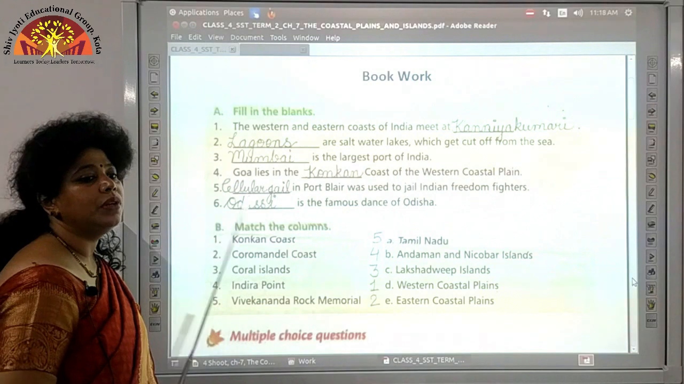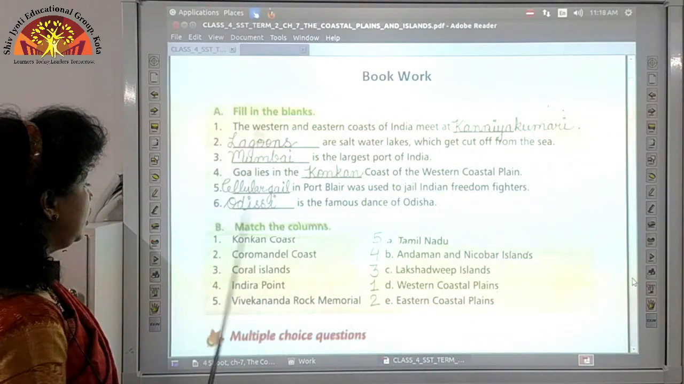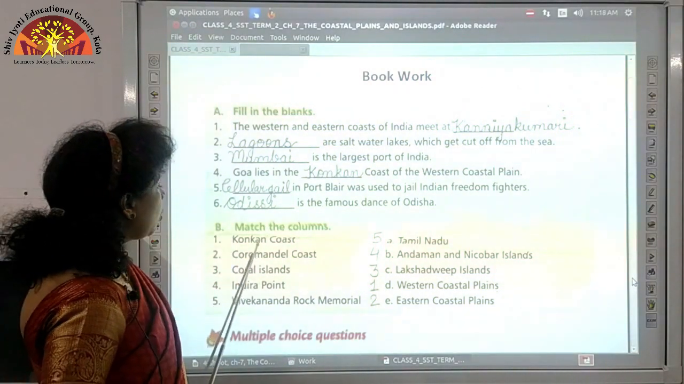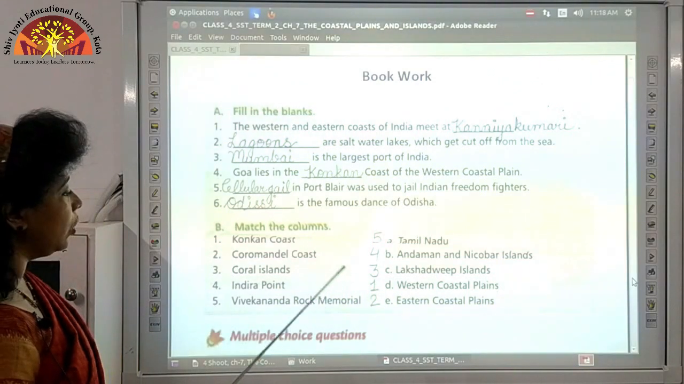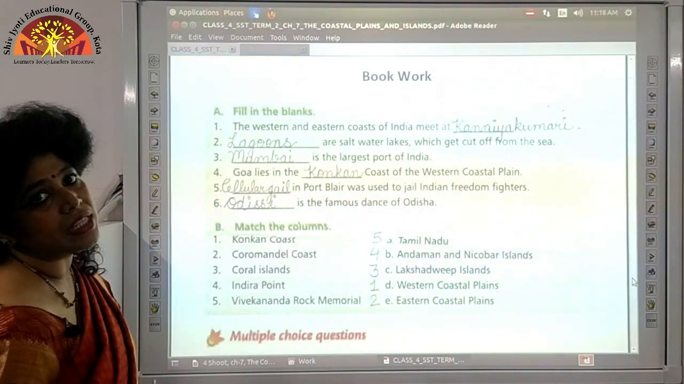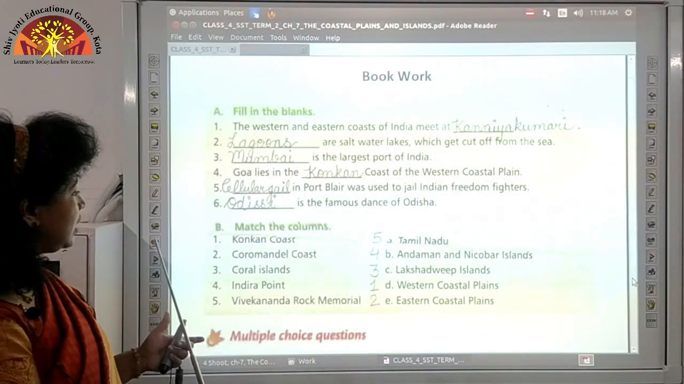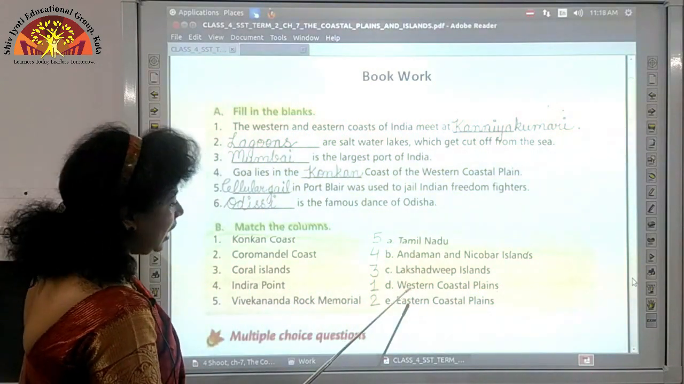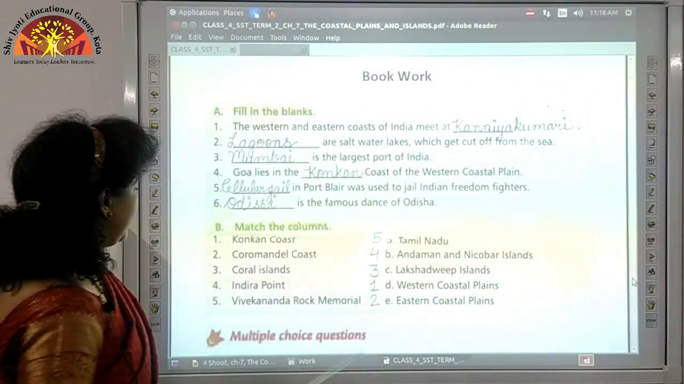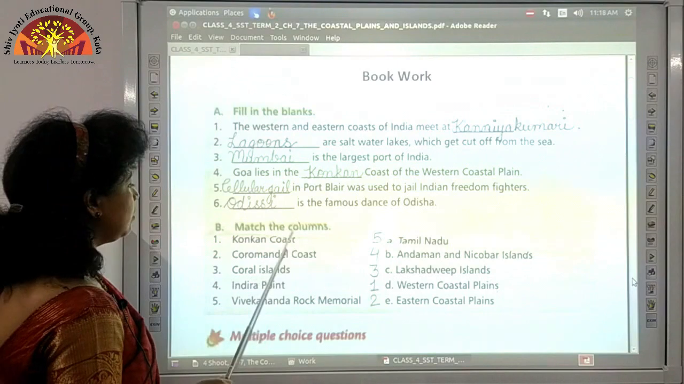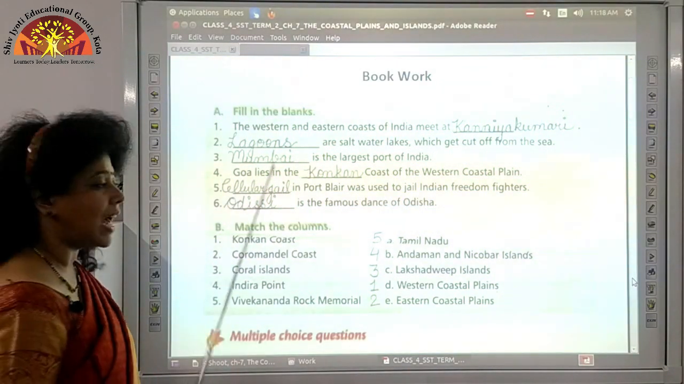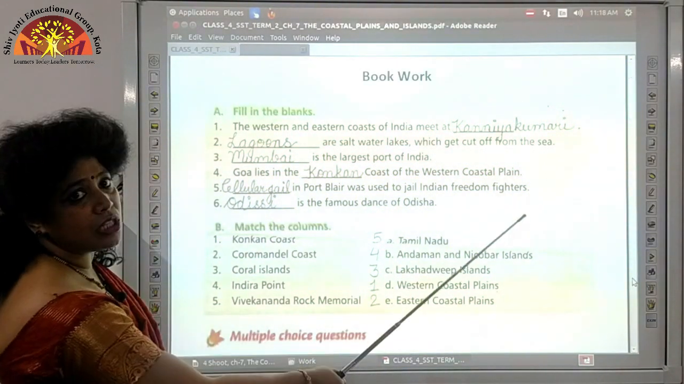Now let's come to exercise B, match the columns. First is the Konkan coast. Where is the Konkan coast? Konkan coast lies in the western coastal plain. So beside D, I want you to write 1. Second, Coromandel coast. Coromandel coast lies in the eastern coastal plains.